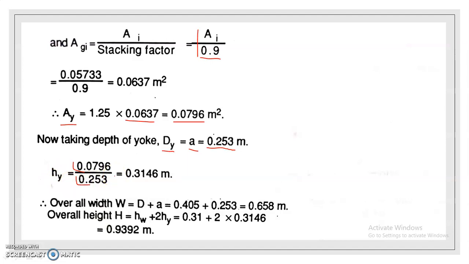Now calculate the overall width, capital W, for a single phase core type transformer. Capital W is equals to capital D plus small a. We have the value of capital D and the value of small a, so we can calculate capital D plus small a. You will get the total width of the core. Now for the height of the core, we require HW and HY. We calculated HW as well as HY. By putting in the calculated values of HW and HY, we will get the height of the core.